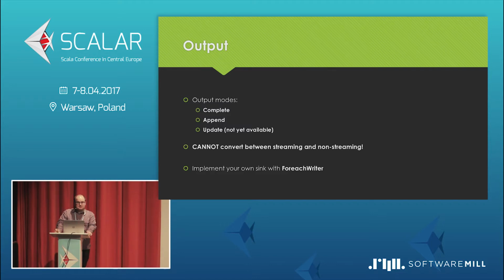So there are 3 of them. Out of these 3, only 2 are really supported. The update will be supported in the future. And if you think about this unbounded table for a second, what you'll be doing in complete mode, you'll just save the whole table. Of course, if the table is really huge, you don't really want to do that. But you can think of, for instance, if you heavily aggregate the data, that might be what you want to do. Then you have the append mode, which only saves to the output the rows that were appended in the latest microbatch. And finally, the update will in the future only save the ones that were updated. So for instance, newly appended rows will not be saved in update mode if you choose it.